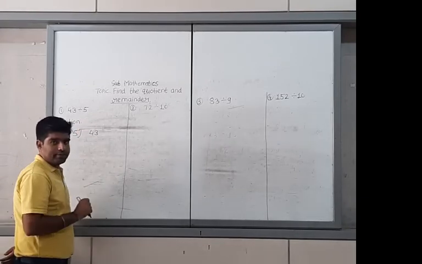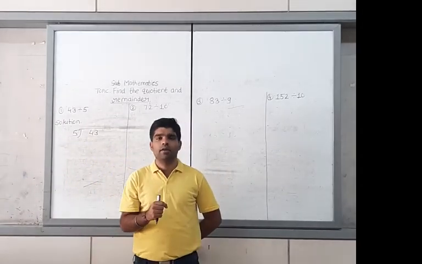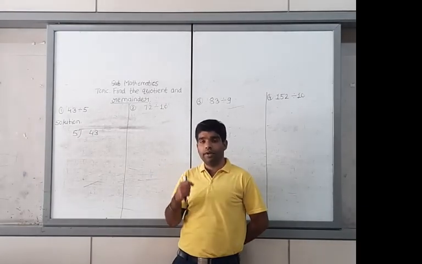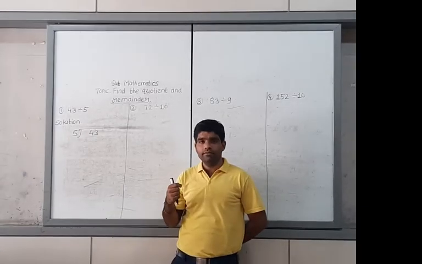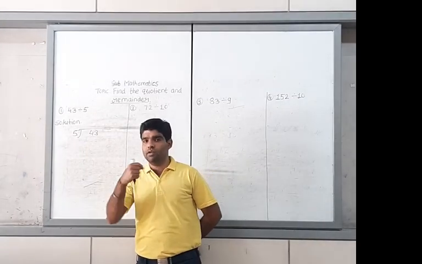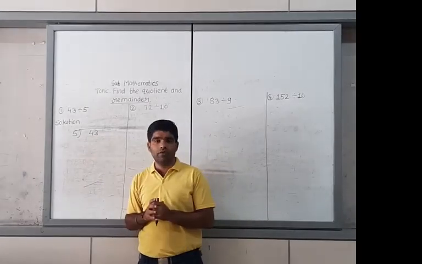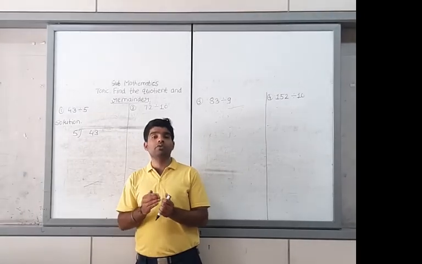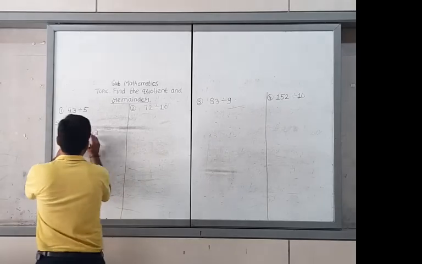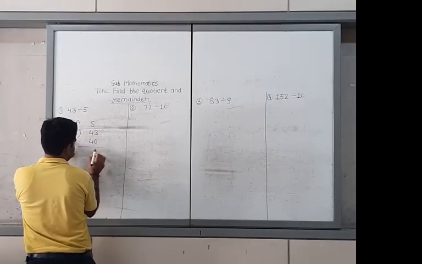5 1s are 5, 5 2s are 10, 5 3s are 15, 5 4s are 20, 5 5s are 25, 5 6s are 30, 5 7s are 35, 5 8s are 40, 5 9s are 45. Now listen here. 5 9s are 45, but 45 is greater than 43. It means that we have to use the smaller number. This is our 5 8s are 40. We have to write down the 40.